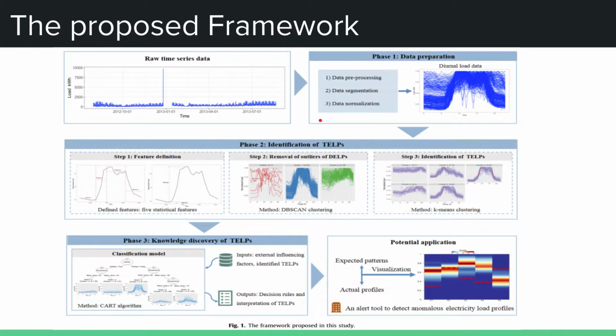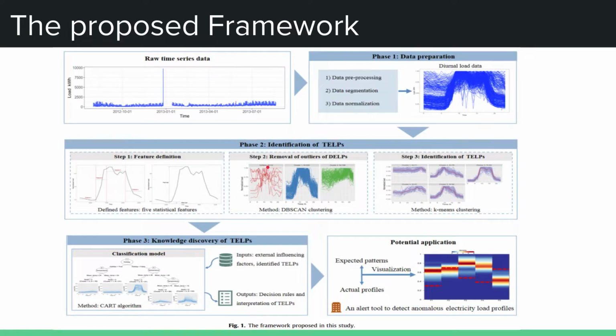The second phase is identification of DELPs. Here as well, we have three steps, and the first one is feature definition. Normally, time series data have a higher dimension, and clustering algorithms do not perform well in higher dimensions, so we need to come up with a lower dimension representation. So what they did is they defined 5 statistical features, and they used this to train the clustering algorithm, and we're going to see how they selected these 5 features.